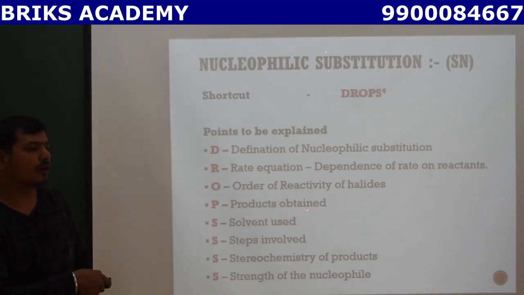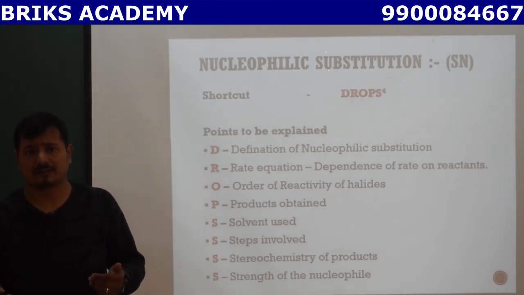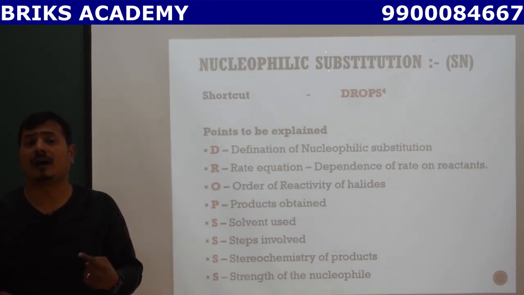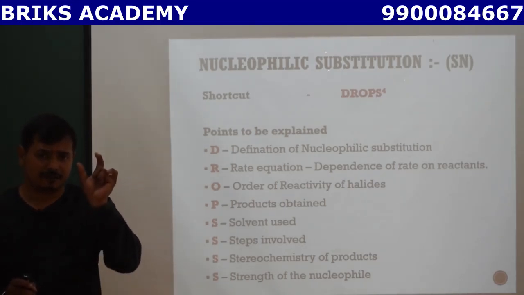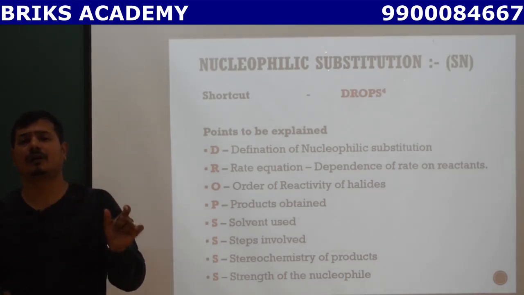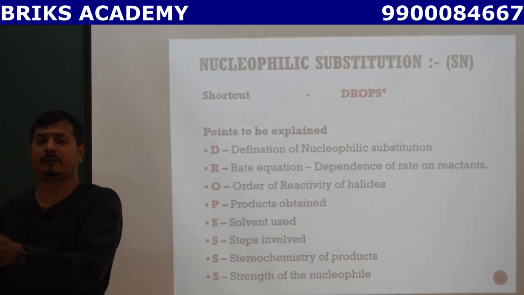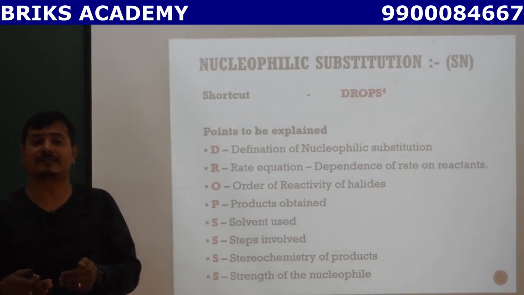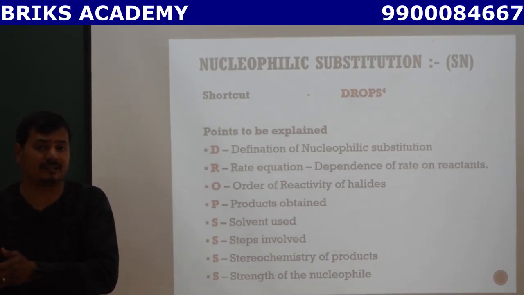Then P for products obtained. The products obtained under SN1 and SN2 are different. In SN1, the product obtained is a racemic mixture. If I start with a chiral alkyl halide, an unsymmetrical alkyl halide, in the first step, then in the last step I will get 50% each of the stereoisomer, 50% of the dextro form, 50% of the levo form. Together we call it a racemic mixture. A racemic mixture is formed in the case of SN1, or in other words, both inverted as well as retained products are seen in the case of SN1.